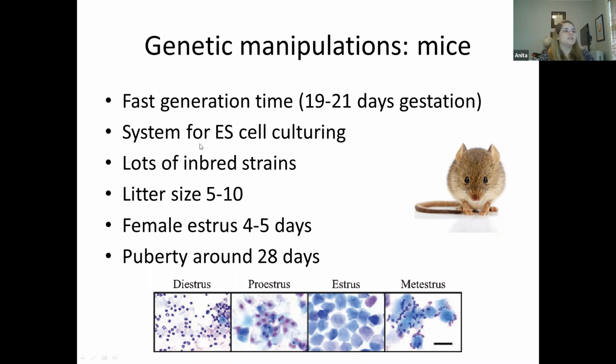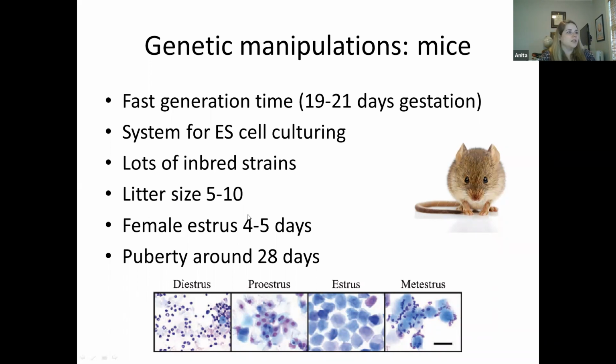There's a really good system for embryonic stem cell culturing that allows for making these mutant mice, lots of inbred strains. And so one of the things that is taken advantage of is that you can have an ES cell and a blastocyst from different strains of animals, so that you can create chimeric mice, and then that facilitates knowing if you've got your construct or not. Litter size is usually 5 to 10, it can be much bigger. So you get at least 5 animals every 3 weeks.